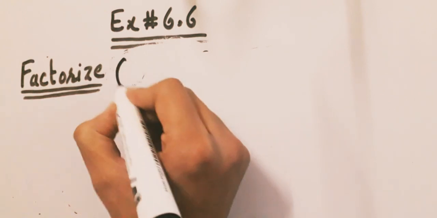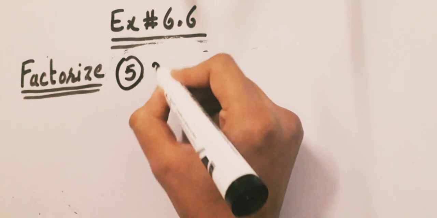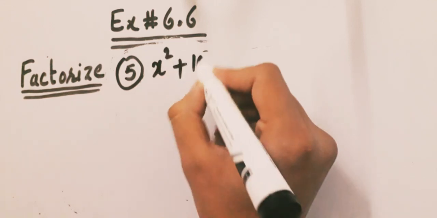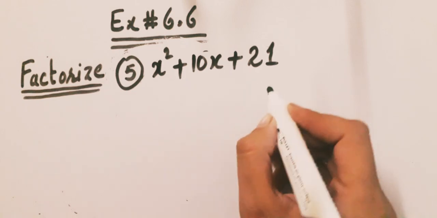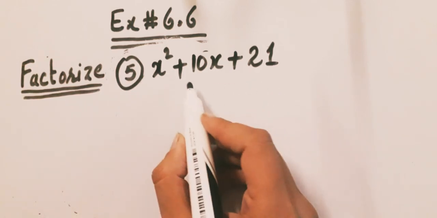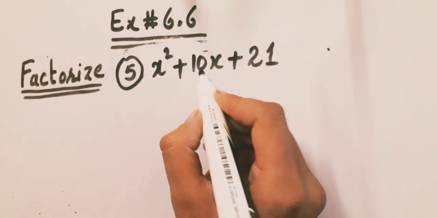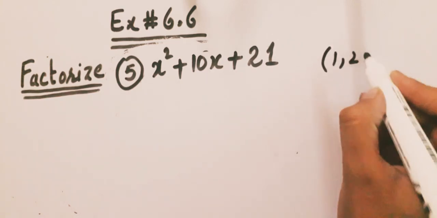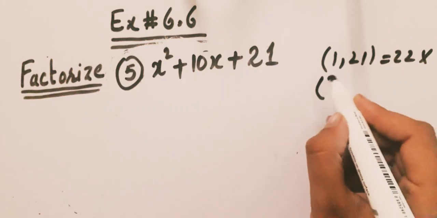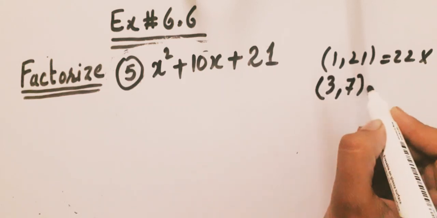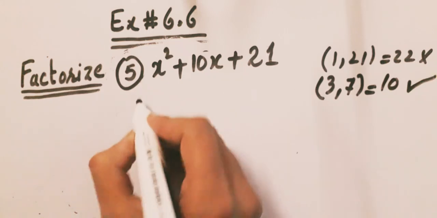Now we will solve question number 5, that is x square plus 10x plus 21. First of all, you will make the factors of 21 such that when they are added gives 10. So 1 and 21 becomes 22. 3 into 7 become 10. So this is the right factor.